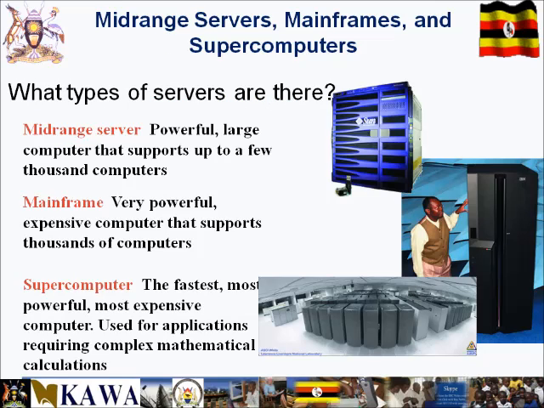Then we have a type called mid-range servers, mainframes and supercomputers. So what types of servers are there? A mid-range server is a powerful, large computer that supports up to a few thousand computers. We have another one called the mainframe, which is a very powerful, expensive computer that supports thousands of computers. Then lastly, the bigger one, the most powerful and the fastest, is the supercomputer. It is the fastest, most powerful, and most expensive computer, used for applications requiring complex mathematical calculations.